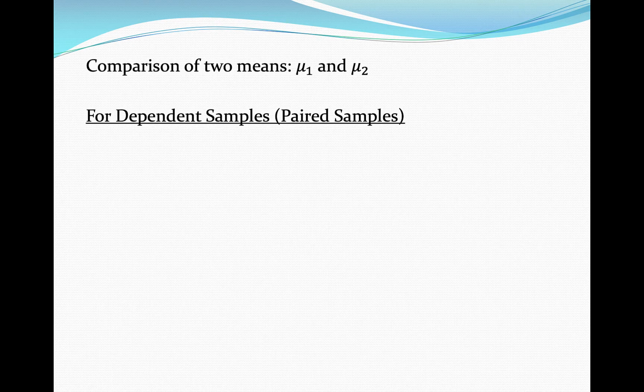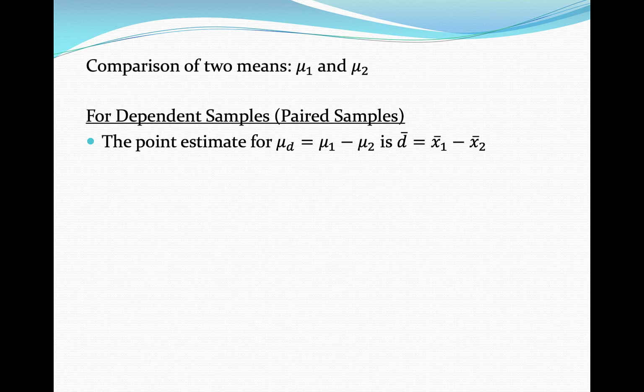So if you're worried about having a lot of error, sometimes dependent samples are better. And sometimes it just makes sense, especially in a pre-test, post-test situation where you're really testing the same person twice. So obviously you'd be paired with yourself.